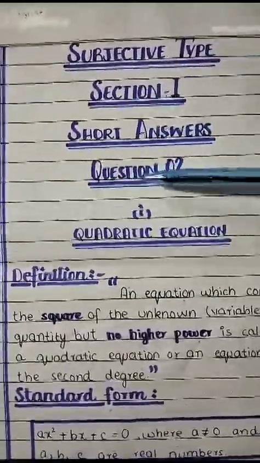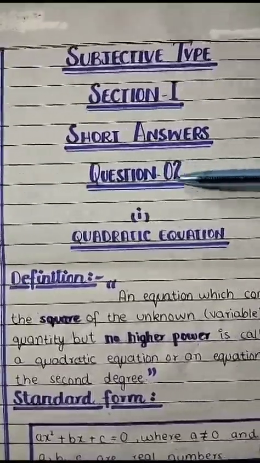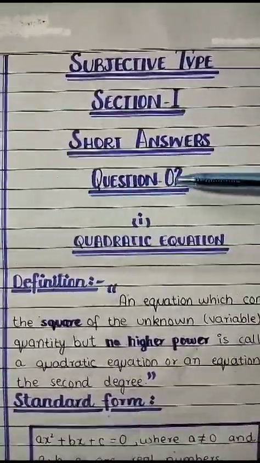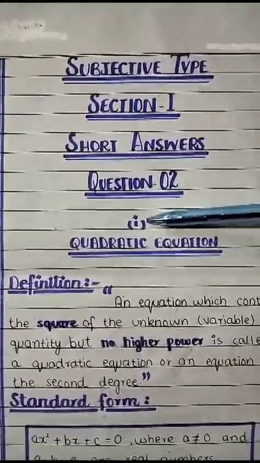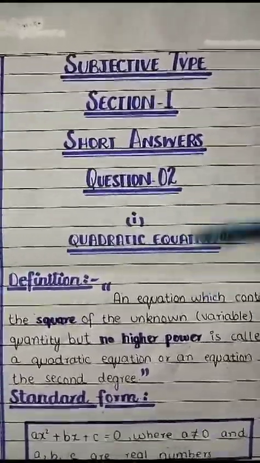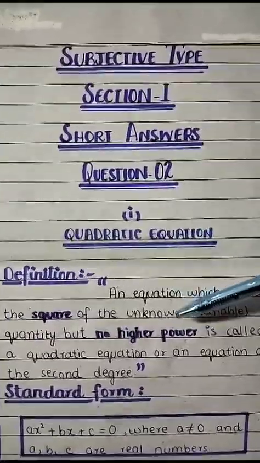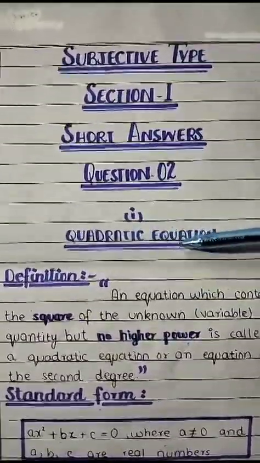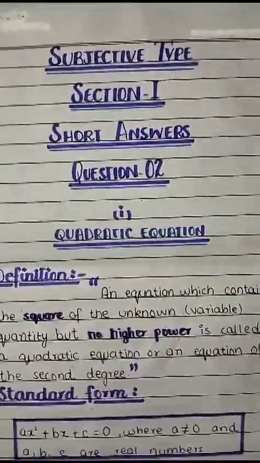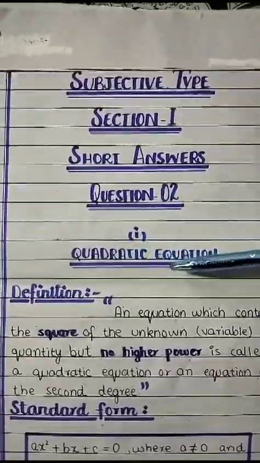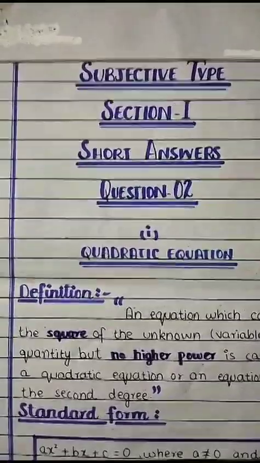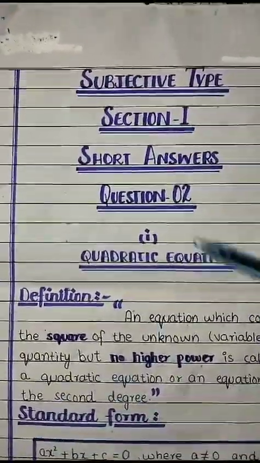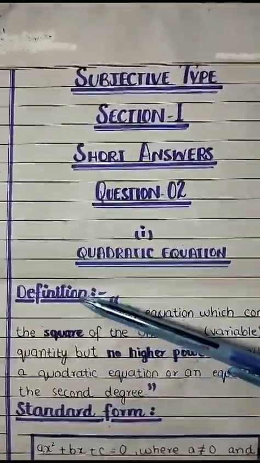Then the question number, which question you want to attempt, like question number 2. Then which particular part you want to attempt, you have to write that particular part. Then like you want to attempt a definition, like quadratic equation, you have to write the title of that definition, that is quadratic equation, in double underline. All these statements must be double underlined. Then we have a heading of definition, it must be single underlined.